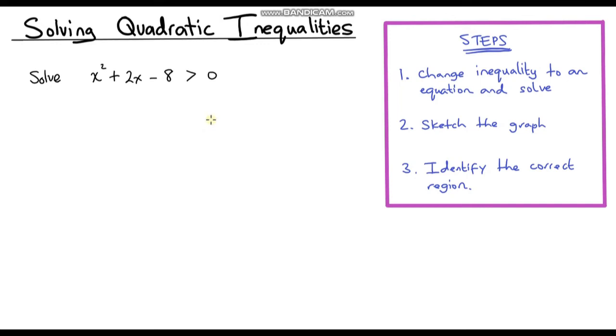And welcome to a video on solving quadratic inequalities. Now, whenever we're solving any quadratic inequality, I always like to follow these three steps here. So if we go through this first example, x squared plus 2x minus 8 is greater than 0.